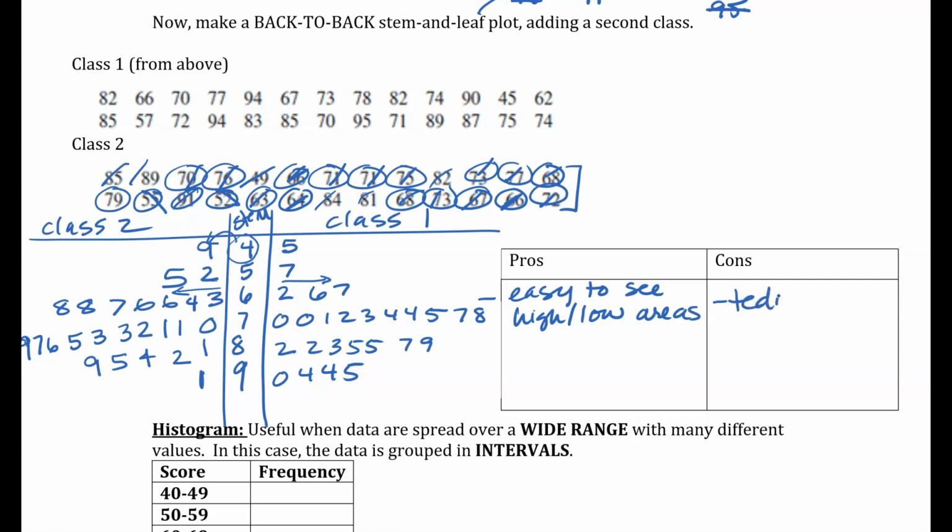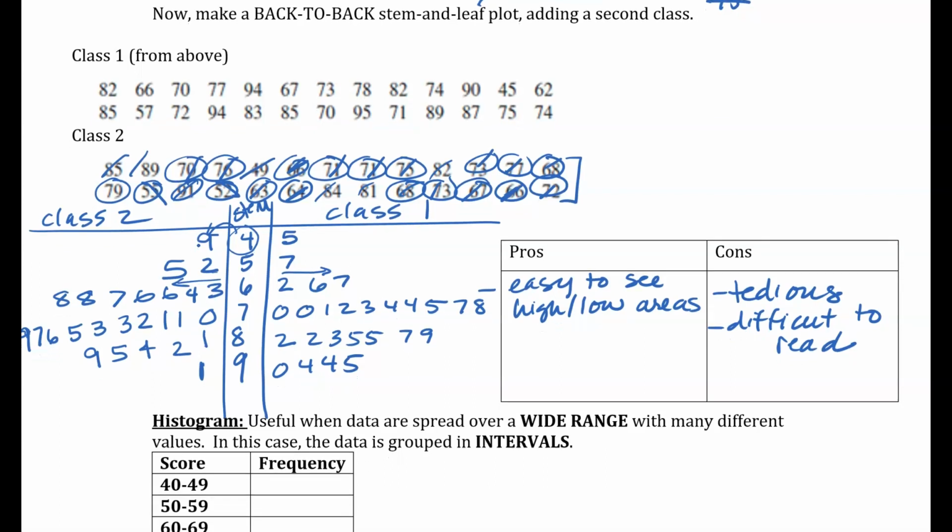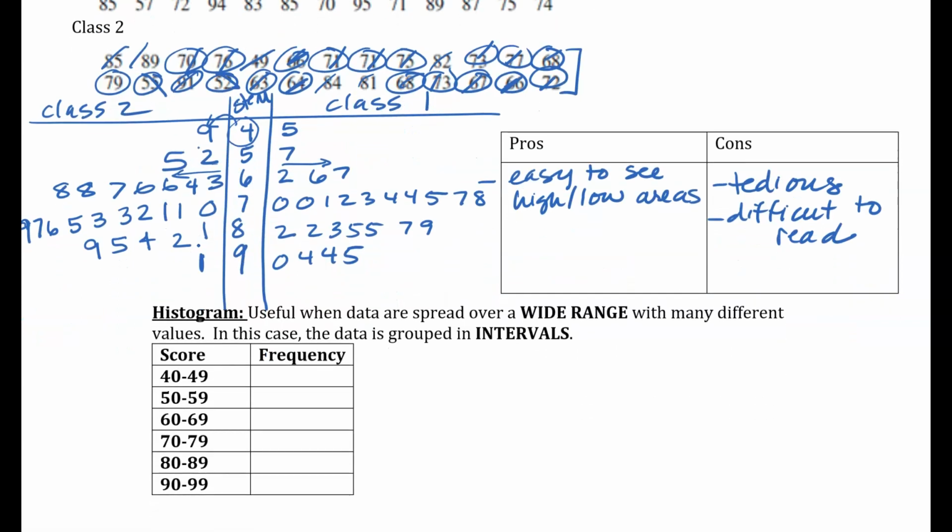The cons, it can be tedious. It can be difficult to read if you don't understand how to do it. For sure. I'm going to say for the average person or somebody that just hasn't been in a math class for a while, or like me, I had never even learned this, so it was very difficult for me to read it. And I think it can definitely be hard to read from right to left, as in like with the class 2. I could see how somebody might read this as 94 instead of 49. But yeah, so that's the basics of a stem and leaf plot and a back-to-back stem and leaf plot.